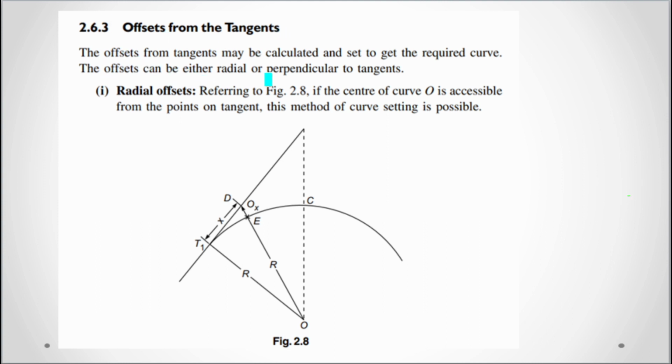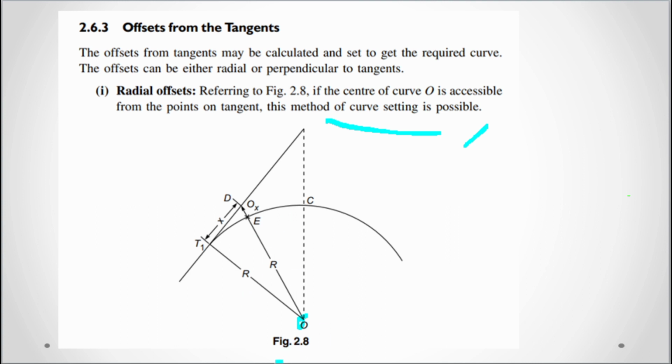Offsets from the tangent can be calculated and also used to set out the required curve. The offsets can be either radial or perpendicular to the tangents. So we have two methods, or two ways, in which we can identify the offsets from the tangent. The first is the radial. In the radial method, the center of the circle, O, is inaccessible from the points of the tangent.